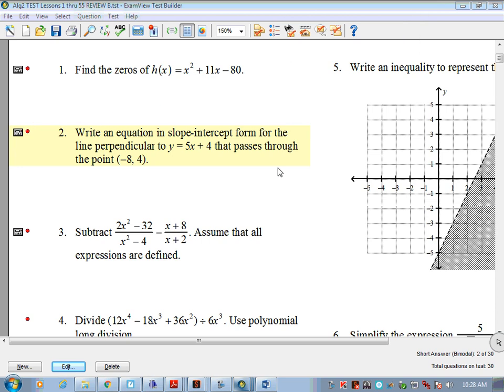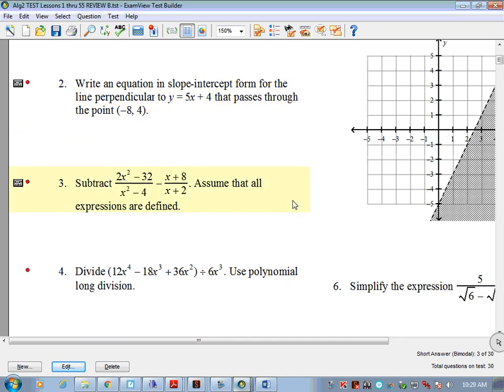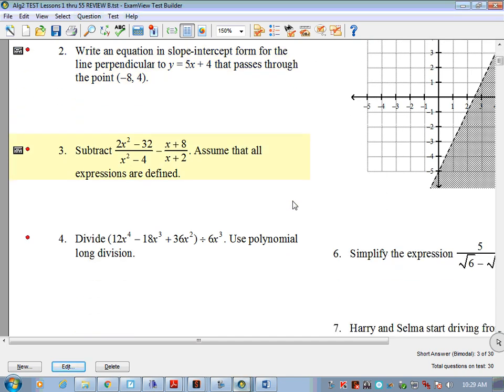All right, number 2, write an equation in slope-intercept form for the line perpendicular to y equals 5x plus 4 that passes through the point negative 8, 4. Because we want perpendicular, I'm going to look at this slope, and I want the opposite reciprocal of it. Opposite of that is negative reciprocal of 5. 5 is 5 over 1, so reciprocal is 1/5. So I want a slope of negative 1/5.